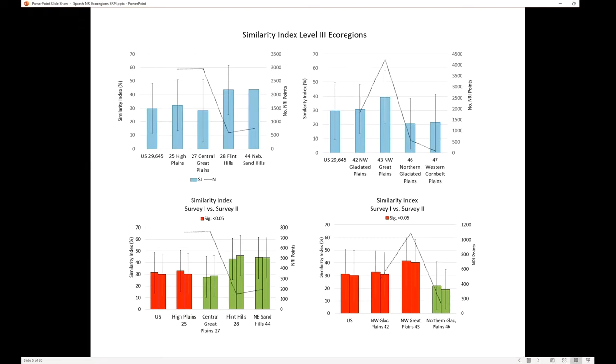So for the US, there is a slight drop, and the high plains a slight drop, and then for the green bars in the other three ecoregions, there is no significant change. And then we move up further north toward North and South Dakota, eastern Montana, and Nebraska, and there are some of the results there.